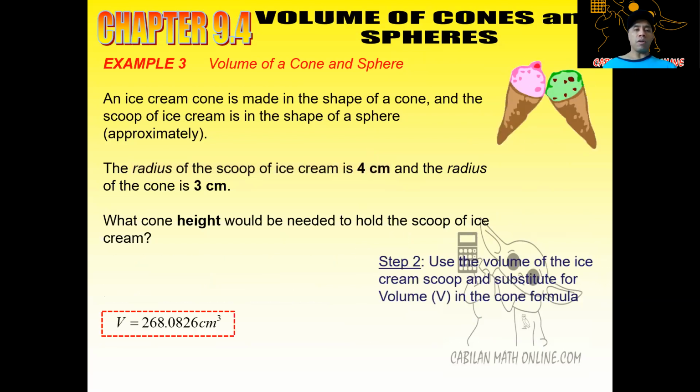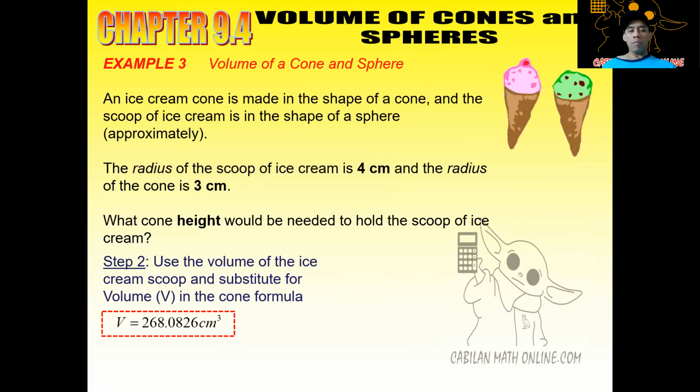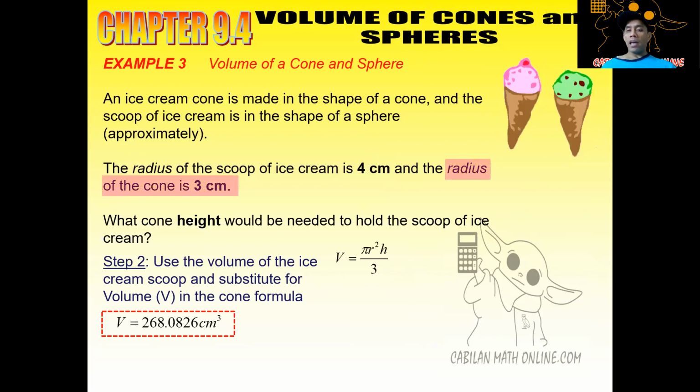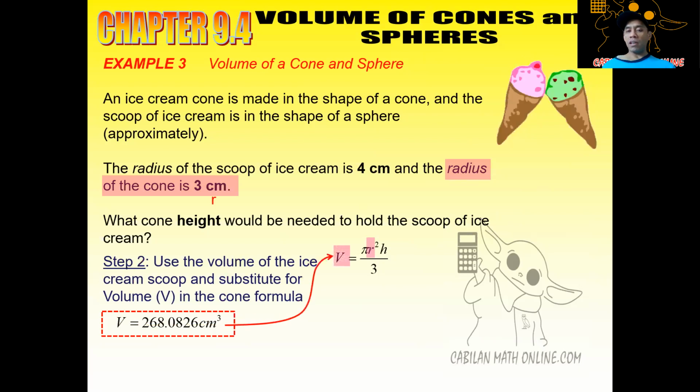So for step number 2, we're going to take the volume of the cone, and what we're going to do with the volume of the scoop is replace it in for the volume of the cone, because remember, as I mentioned before, the scoop of ice cream, when it melts, needs to fit in the cone so it doesn't overflow. Now, the radius of the cone is 3 centimeters, so let's put the numbers in accordingly. The volume is going to go in for the V, and from there, we're going to solve for the height, just using some simple math.